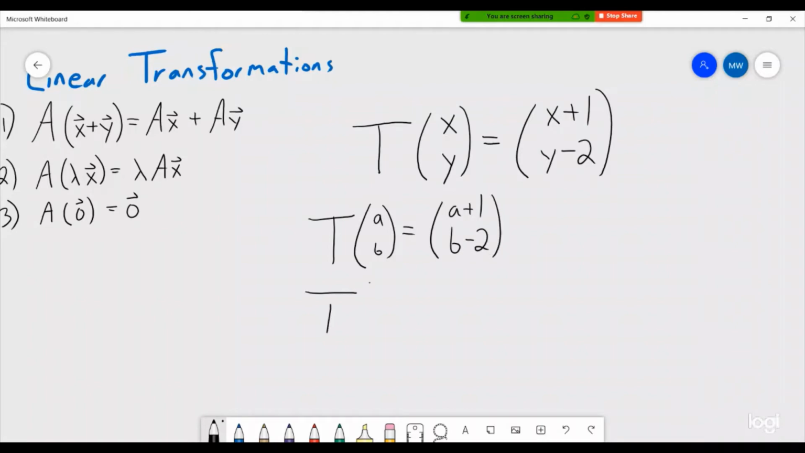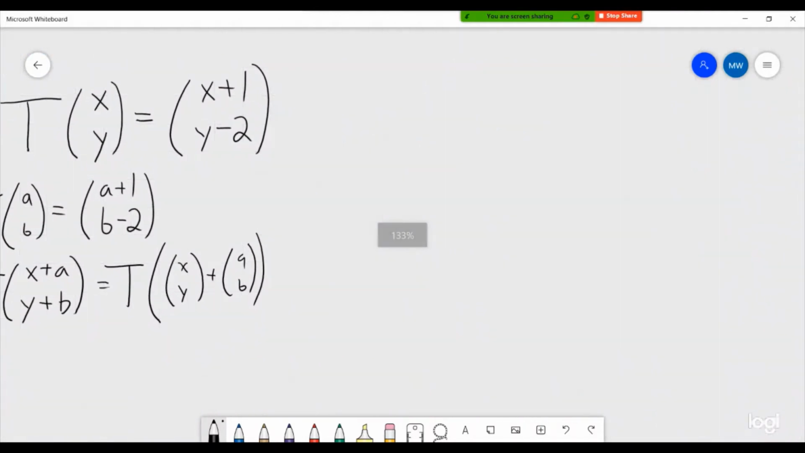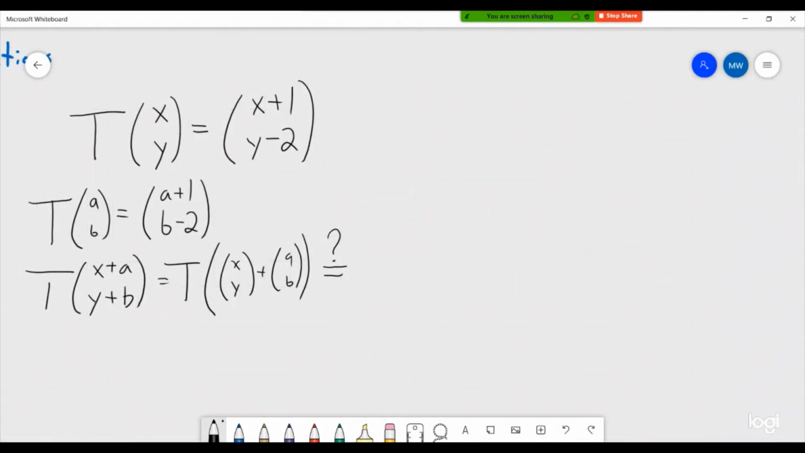And so if we look at T of (x plus a, y plus b), this is T of (x, y) plus (a, b). If this is a linear transformation, we would then have to see, is this actually equal to T of (x, y) plus T of (a, b)?